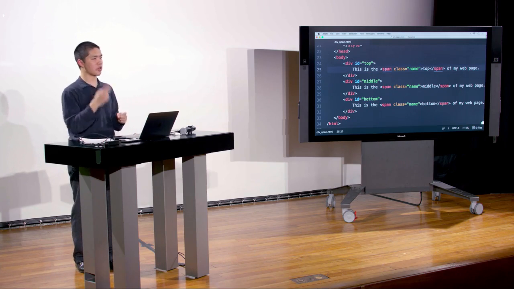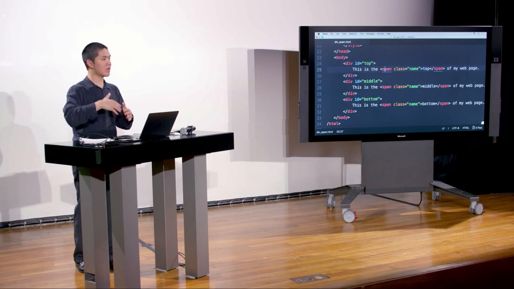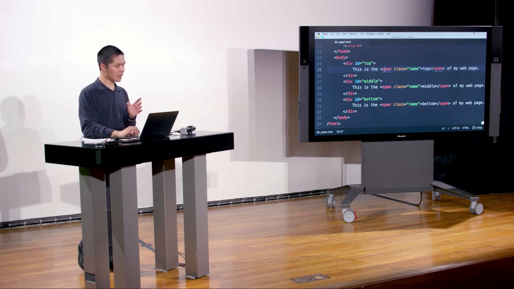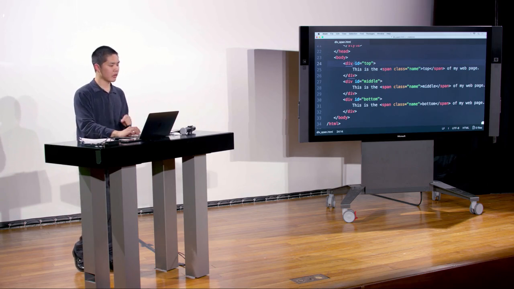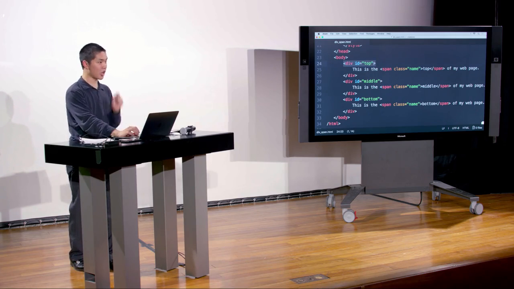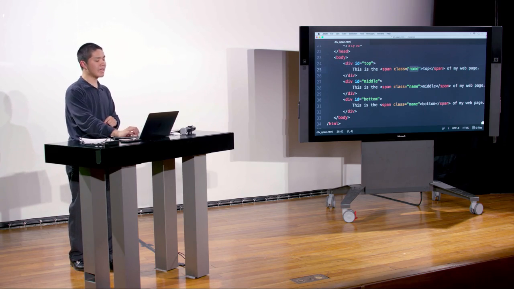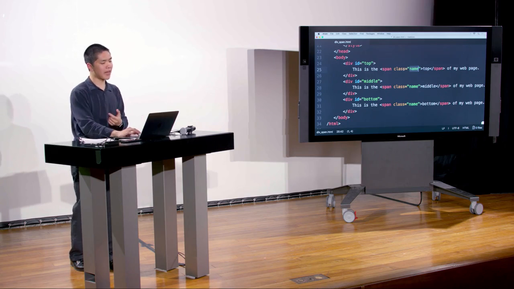ID and class are just two different ways of identifying HTML elements in a style sheet, for instance, or using JavaScript, as we'll soon see later. The only difference is that an ID must be unique. So there can only be one HTML element called top, only one called middle, only one called bottom. But there can be as many things as I want that have a class of name, for example. And so generally speaking, if you want to style one thing and just one part of the web page, you use an ID. But if you want to style a bunch of different things, you'll use a class.